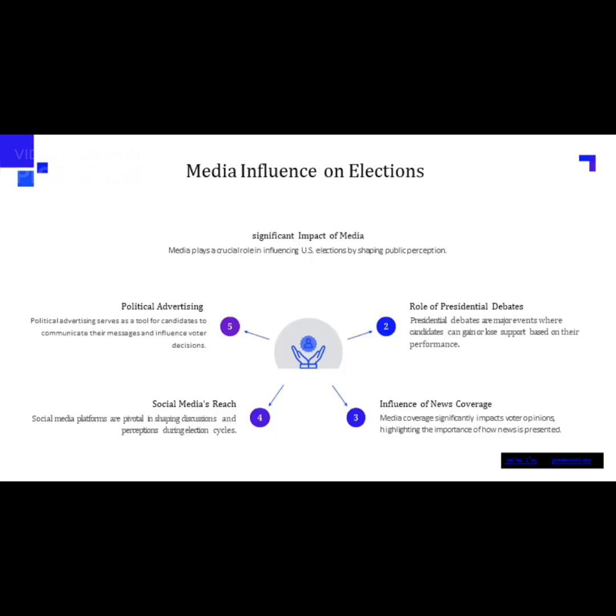Media plays a crucial role in influencing U.S. elections by shaping public perception. Political advertising serves as a tool for candidates to communicate their messages and influence voter decisions. Presidential debates are a key aspect where candidates can gain or lose support based on their performance. Social media platforms are pivotal in shaping discussions and mobilizing voters. Media coverage significantly impacts voter opinions, highlighting the importance of how news is presented.